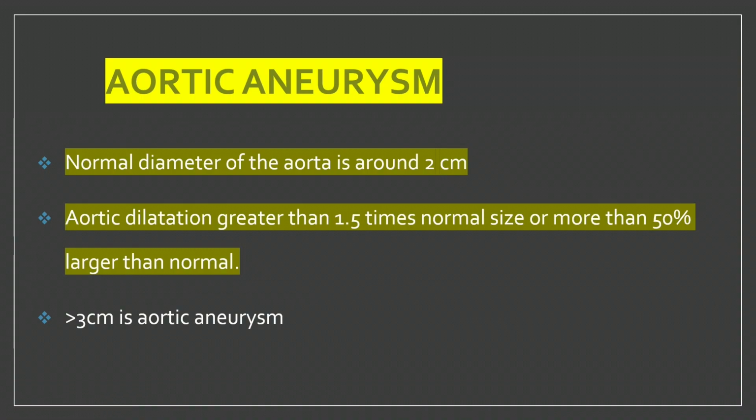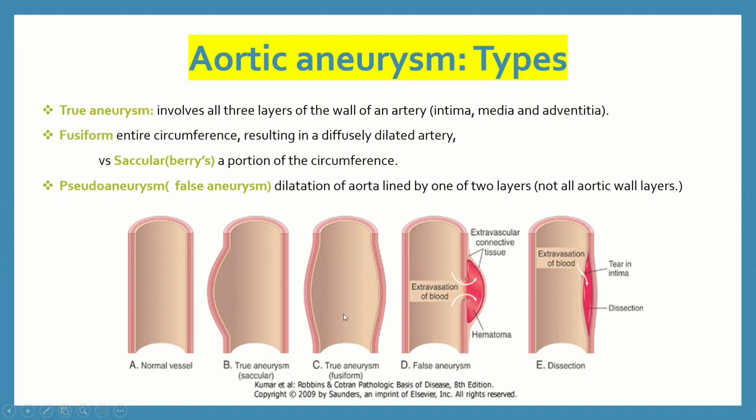So the normal aortic diameter is usually 2 cm, and anything more than 3 cm is considered an abnormal aortic dilatation, which is called aortic aneurysm. Aortic aneurysm has two main types, a true aneurysm and a false aneurysm.